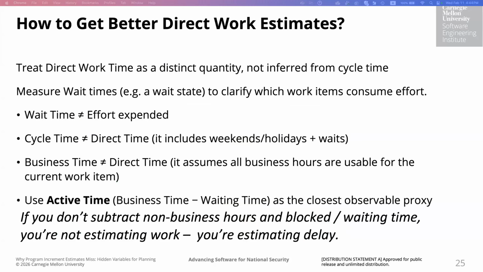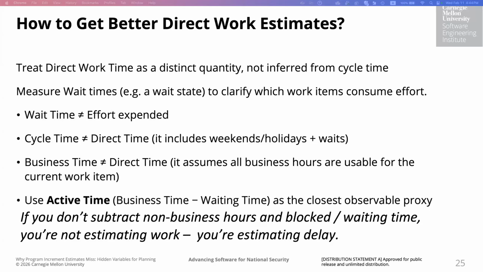So how do we get better work estimates, right? First thing is that we need to treat the direct work time as its own quantity, not something that is inferred from the elapsed time or calendar time. The cycle time is not equivalent to the effort because it includes a lot of extra time like the nights, weekends, and waiting times. Business time is not effort either. It assumes that all business hours are usable for one particular task, which we have shown is not true for our case at least.